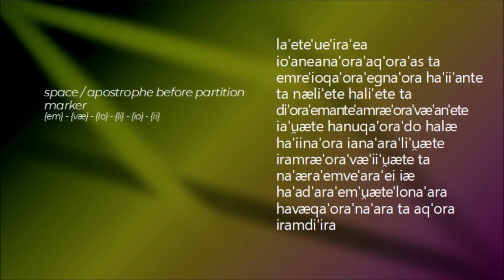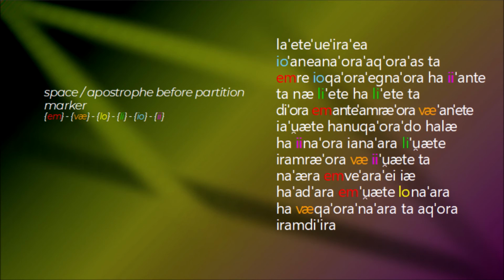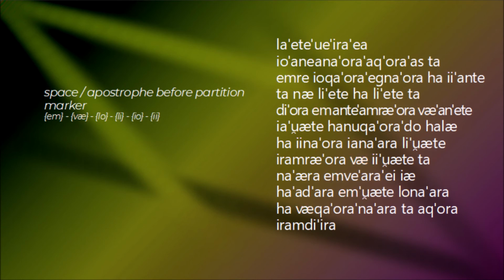Now, optionally, additional spaces or apostrophes may be placed in front of any of the partition markers M, vai, lo, li, yo, and yi, if the writer feels that it would increase readability. So let's single them out and put a space in front of them. And this is what it would look like. But it's optional. The writer decides what the threshold for readability exactly is.